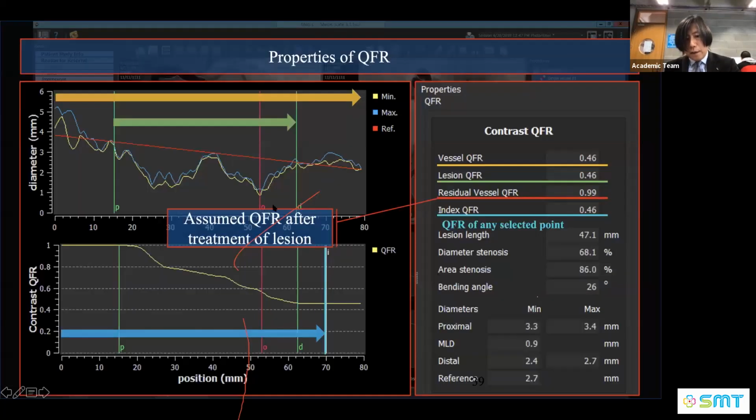And this is an assumed QFR after the treatment of the lesion. We will touch upon later the planning based on the QFR, but you can really predict the residual vessel QFR if we treated these lesions. So if you stent these green parts, the QFR will be simulated as 0.99.